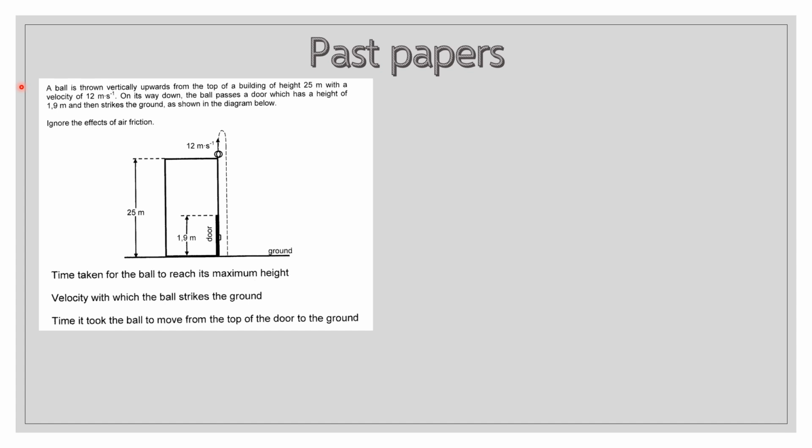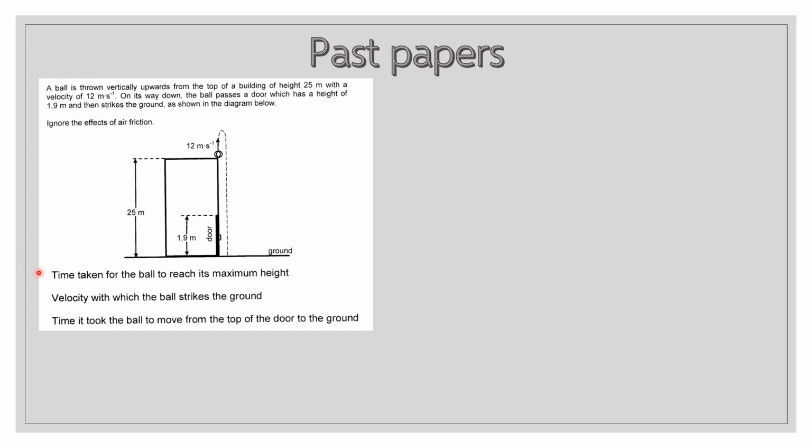12. On its way down, the ball passes a door which has a height of 1.9 meters and then strikes the ground as shown in the diagram below. Ignore the effects of air friction. They have already filled in the diagram for you, which is nice so you can see what is happening.